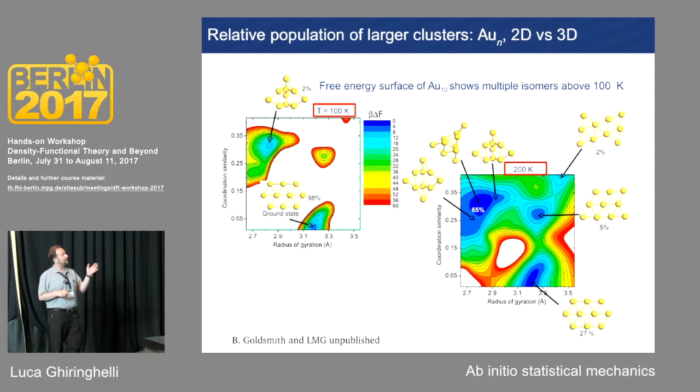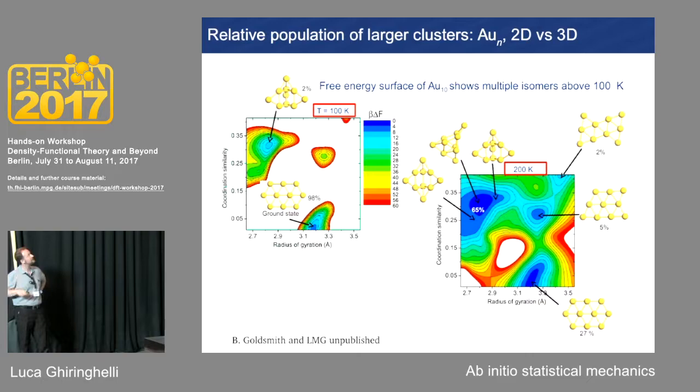And these free energy plots describe the clusters at different size. So this is the same size at two different temperatures. And the coordinates here are a bit exotic. So radius of gyration, you know it. But the second one is a bit exotic. And they were chosen in order to have a good representation. But while sampling with the replica exchange, we didn't know them before.